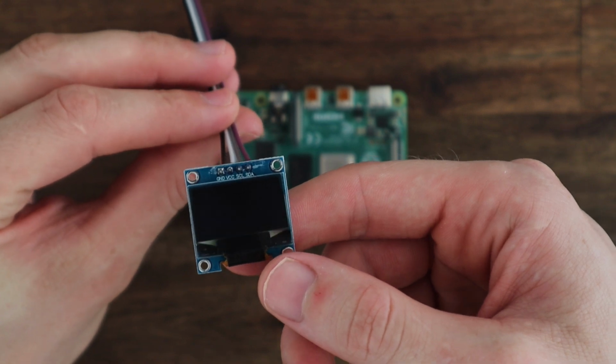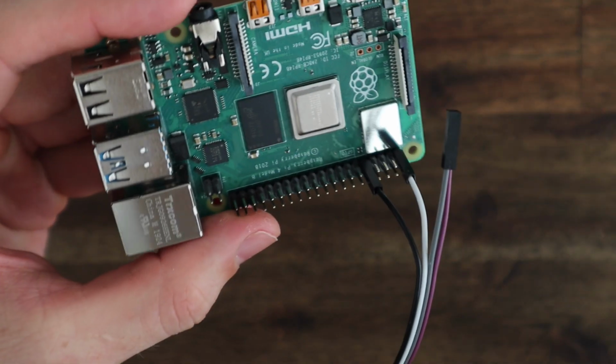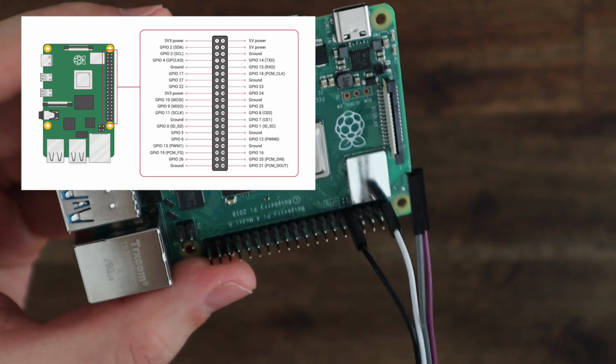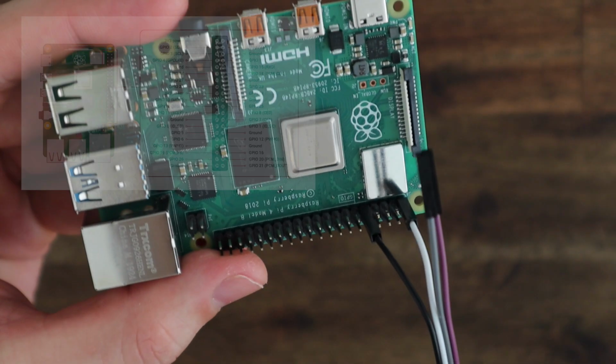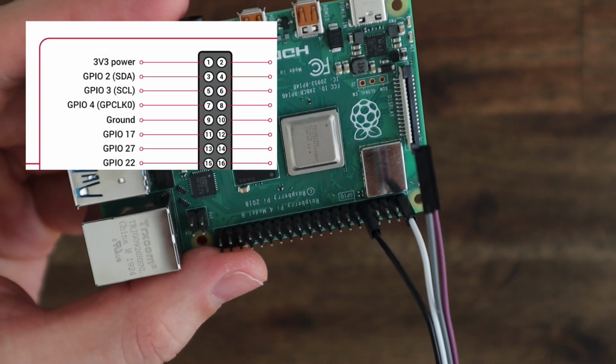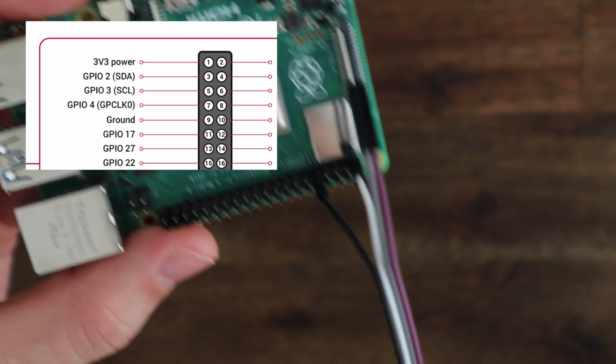You've got a few options for the ground and VCC jumpers. I usually put the ground jumper into pin 9, but you can use any pin labeled ground. And I plug the VCC jumper into pin 1, which is a 3.3 volt power pin.